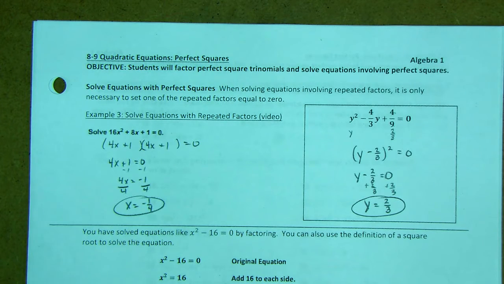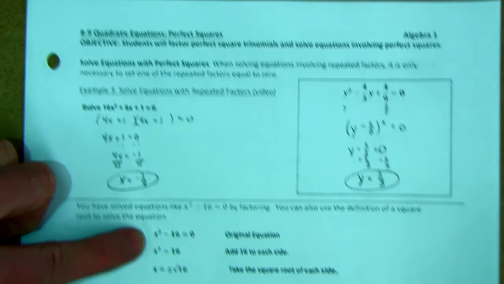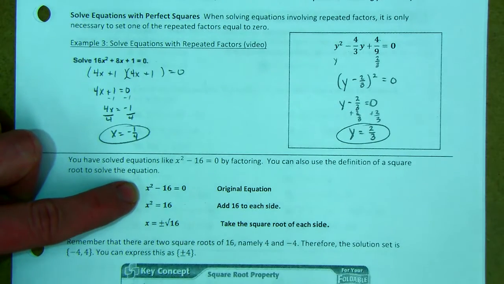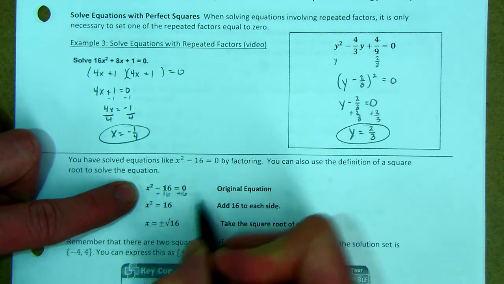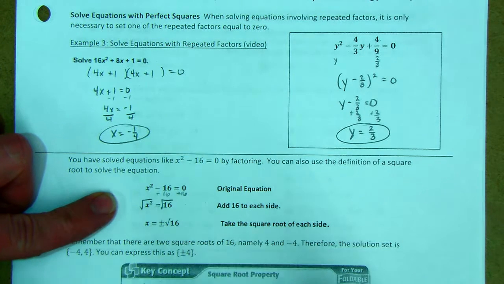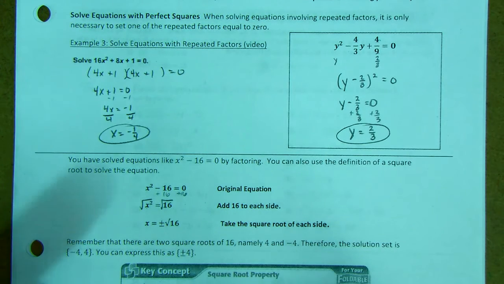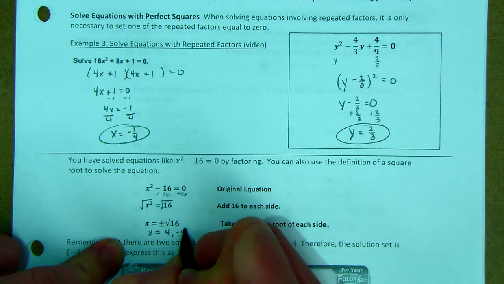Okay, if it's a perfect square, we can also solve it without setting it equal to 0. Check out this right here. If it was x squared minus 16, we'd add the 16 over here, and we'd get x squared equals 16. How do you undo that? Well, you take the square root. The thing to remember about this is that there are 2 answers. X could be a positive 4 or a negative 4, because both of them squared will give you positive 16. So you still have 2 roots, all right?